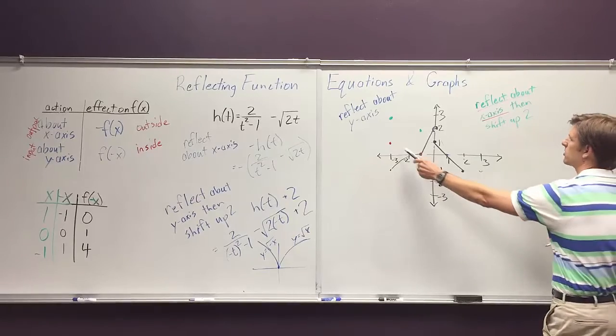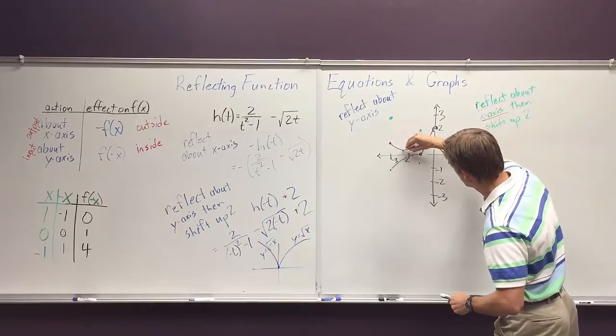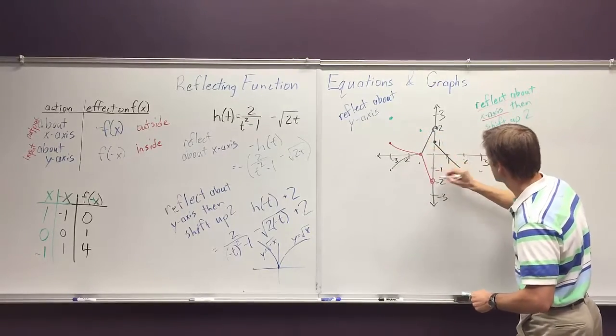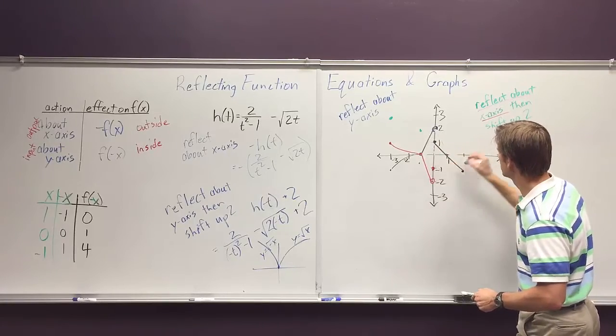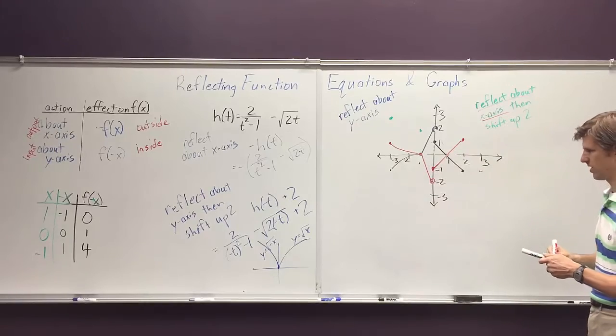So I'm going to actually do this part underlined in red first. Okay, so there's that part. This dot reflected is there. This piece reflected is right there. That's what it just looks like to reflect it around the x-axis.